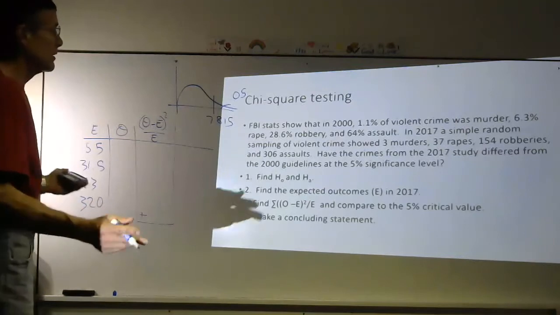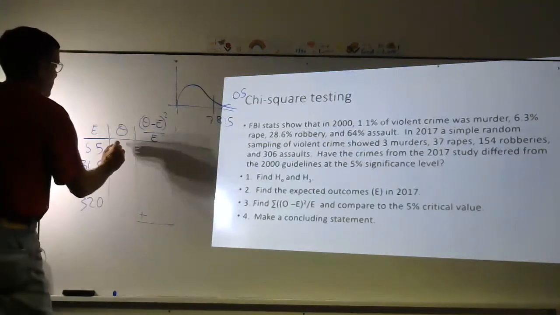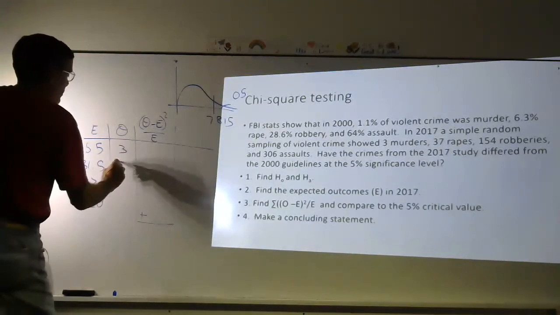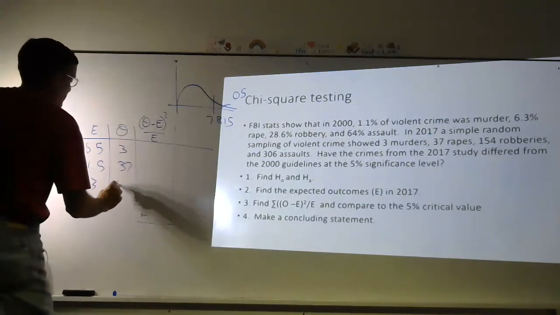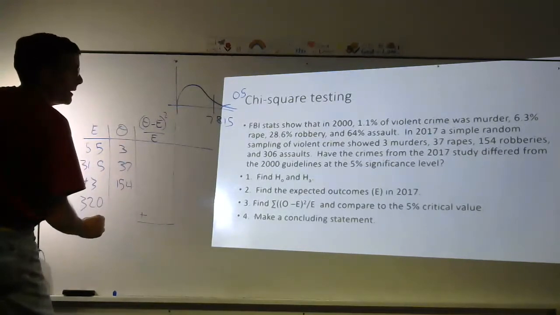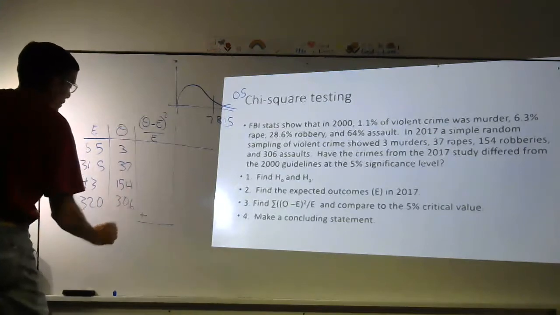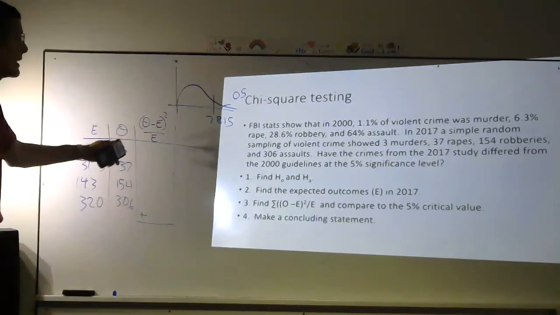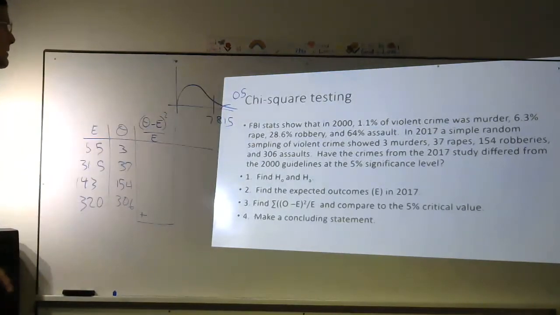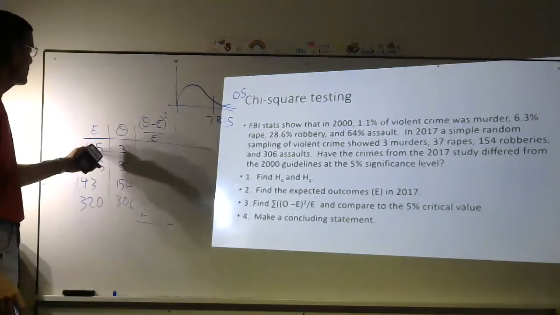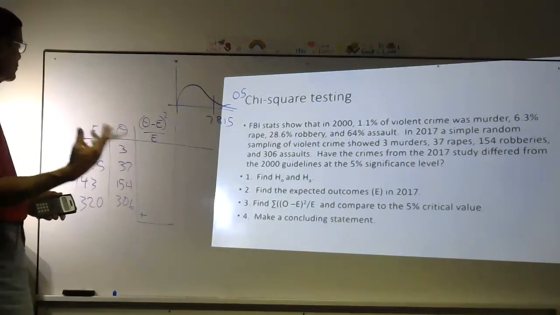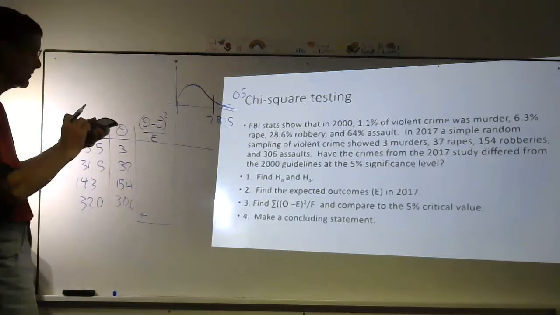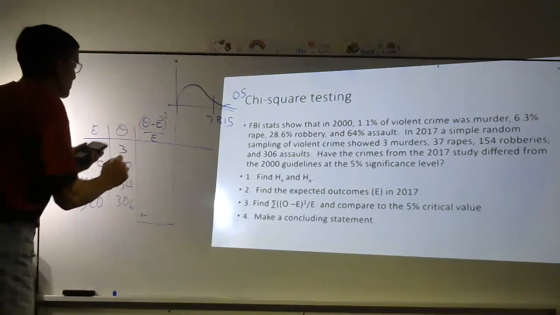Now, what was observed? We had 3 murders. We had 37 rapes. We had 154 robberies. And we had 306 assaults. Subtract, square it, and divide by the expected. Okay, so when you subtract here, you get 2.5. Squared is 6.25 divided by 5.5. I get 1.14.